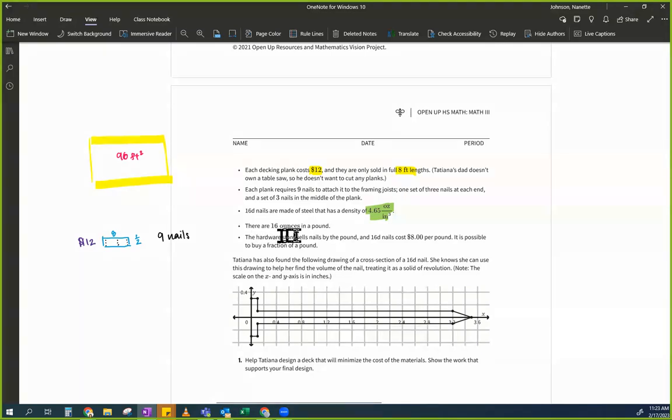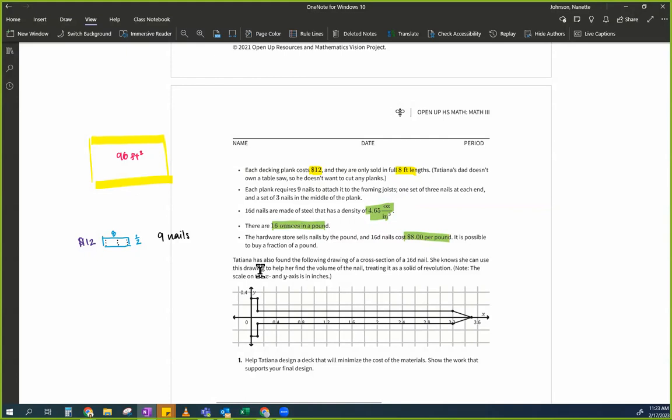So there are 16 ounces in a pound. Okay, I kind of knew that. And then it says the hardware store sells nails by the pound and 16D nails cost $8 per pound. Okay, so this is more about pounds. It is possible to buy a fraction of a pound. So over here, Dad is not cutting any of these and he doesn't want to cut any of them, right? And they're only sold in full lengths.